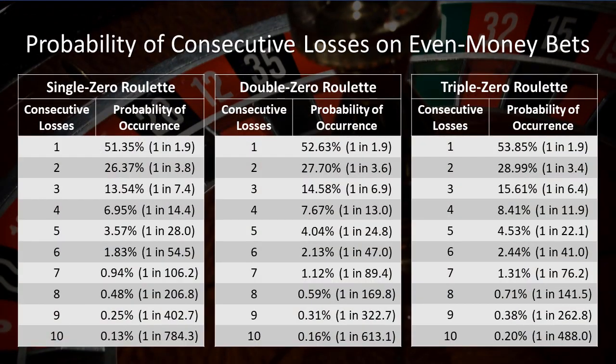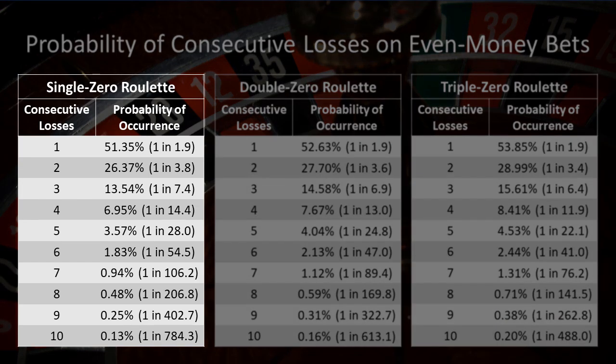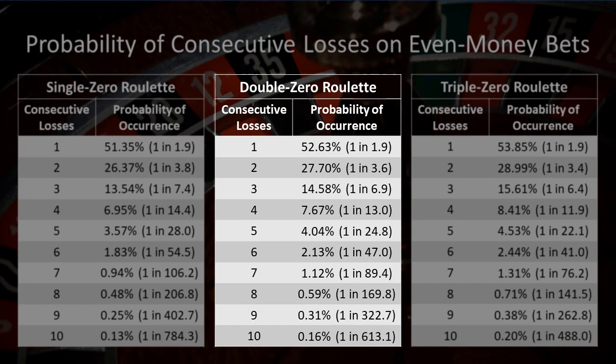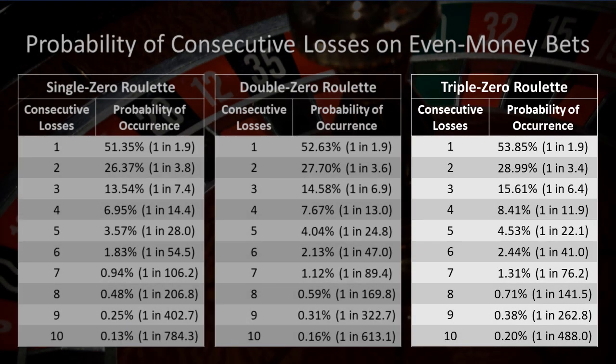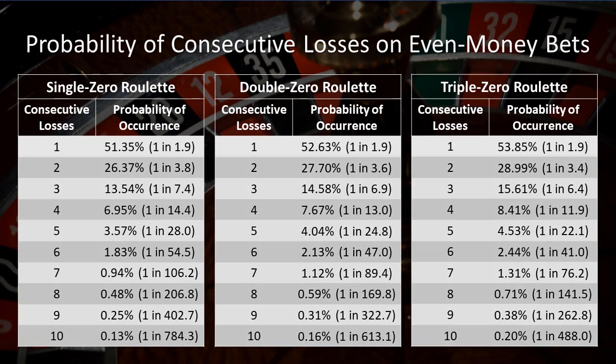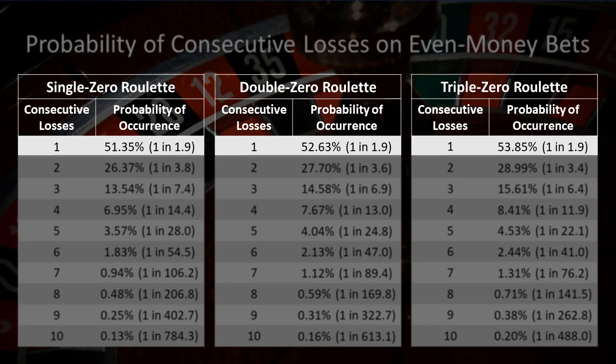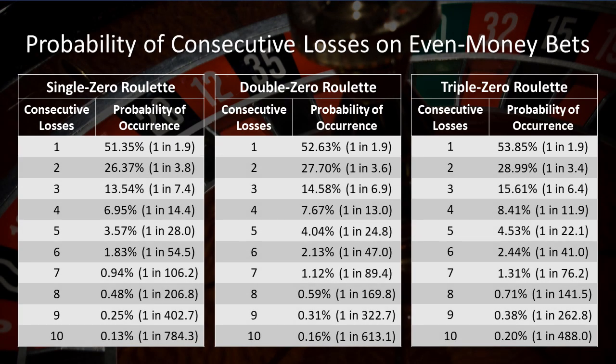Here we see the probabilities of incurring a long series of consecutive losses when placing even money bets in single zero roulette, double zero roulette, and triple zero roulette. As you can see, the number of zeros on the roulette wheel doesn't matter much for a single loss, but it has a dramatic effect on the probability of a long series of consecutive losses.